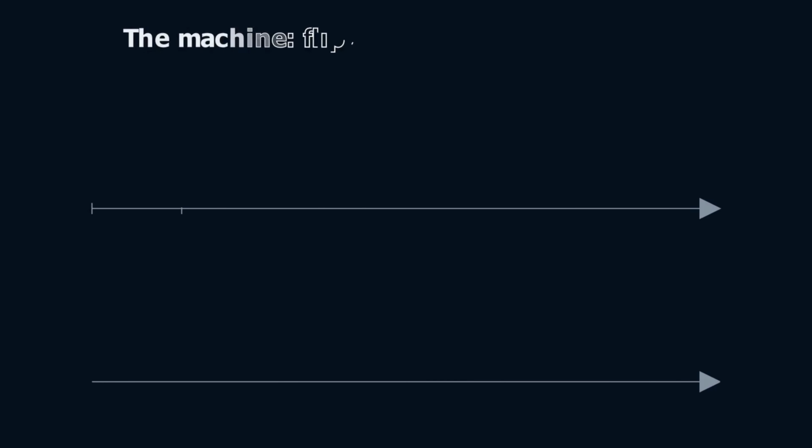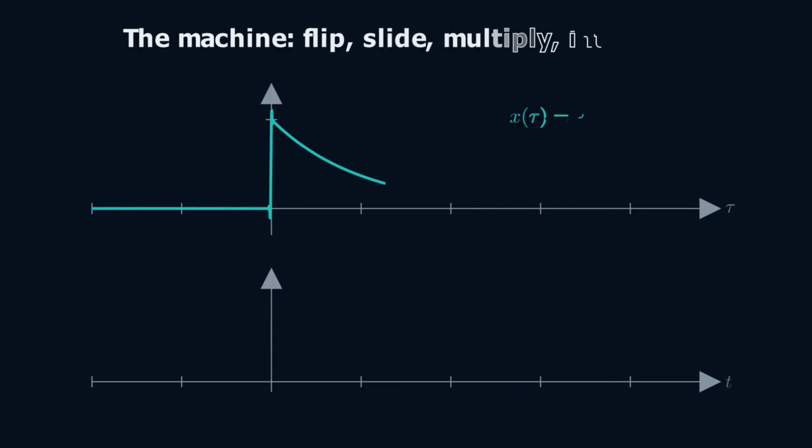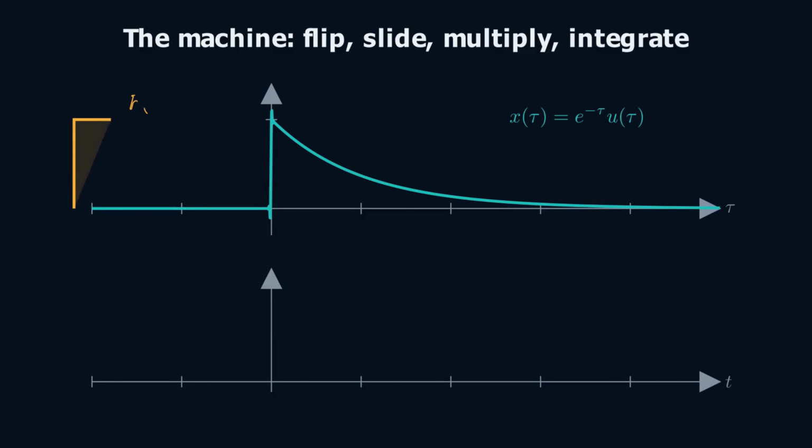Now the graphical machine, honestly. Top axis, the tau world, where the integral lives. Our input, a decaying exponential. The system's h is a rectangle. But inside the integral it appears as h of t minus tau, and the minus sign in front of tau mirrors it. That's the flip, and it isn't a trick.